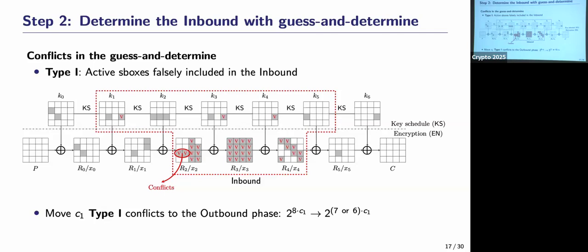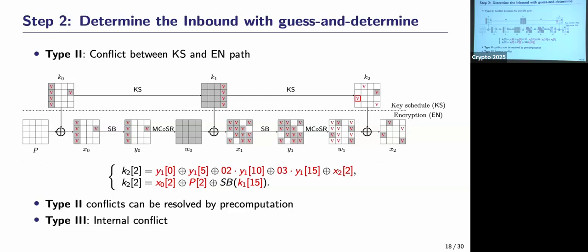We find the conflicts could be divided into 3 types. Type 1 conflicts is that active S-boxes falsely include in the inbound. For example, when the known bytes X2, byte 2 and 6 in the boundary of the inbound are deduced again from guess and determine step, they will lead to conflicts. We can move this type of conflicts to the outbound phase to save time complexity.